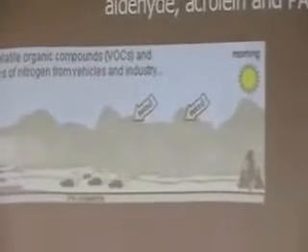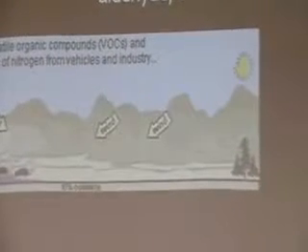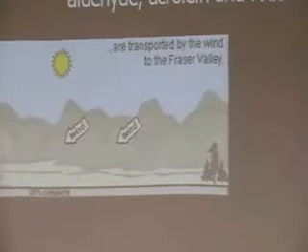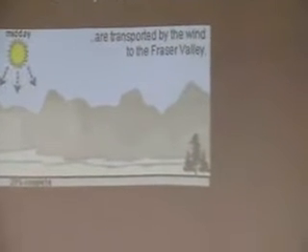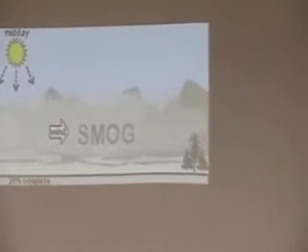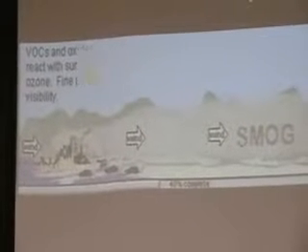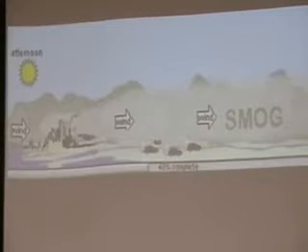You can kind of see the process of what happens. Volatile organic compounds and oxides of nitrogen from vehicles occur in the morning, and they're transported by winds. And they produce smog because they're broken down by sunlight. And then these fine particles reduce visibility.